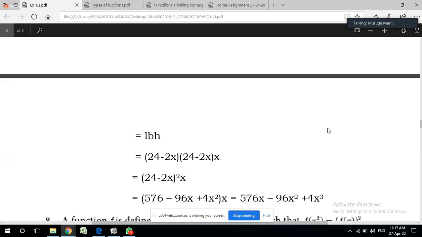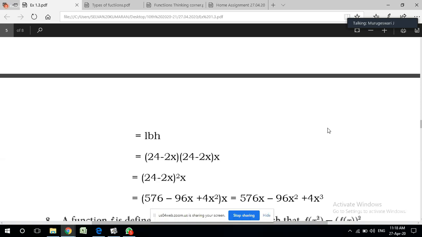Okay, ma'am. What is a? In this sum, a is 24 and b is 2x. So what is 24 square? 576. 2ab, so 2 into 24 into 2x, that is 96x. Plus b square, 2x the whole square, that is 4x square, into x already given. So you can multiply all these and we get the answer. Have you understood, ma'am?